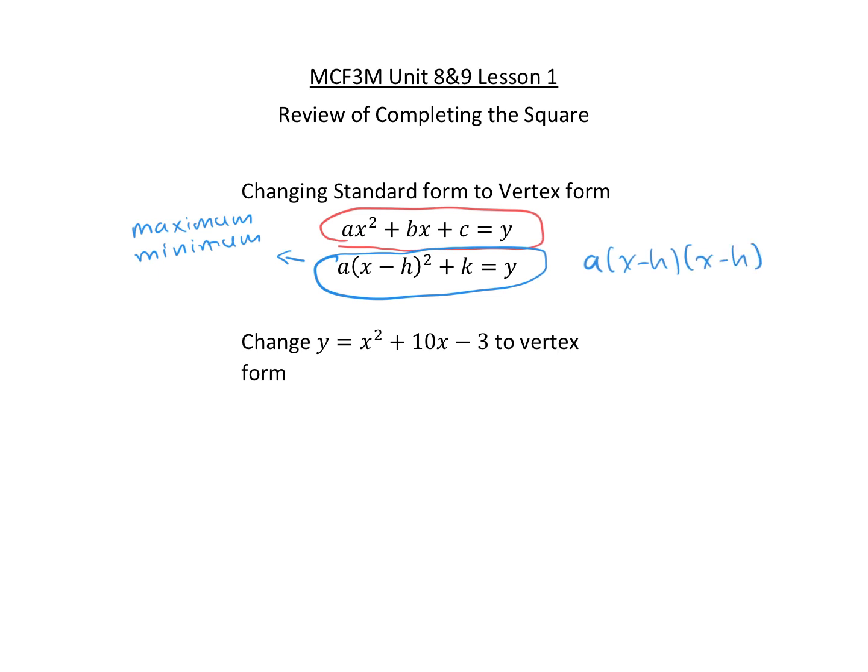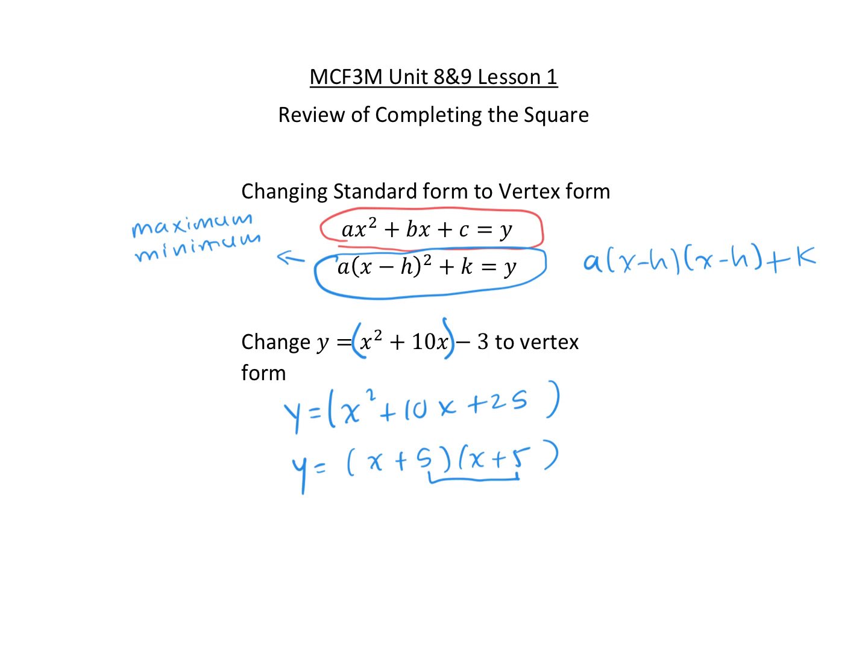So in vertex form, we have an (x minus h) squared. That means we have two (x minus h)'s. That is a perfect square. So when we have it in standard form, we want to create that perfect square. If I have y equals x squared plus 10x, and I want to factor to get two factors that are the same, I know that they would have to be 5 and 5, because if I take 10 and divide it in half, each bracket would be 5 and 5. To get that last number, 5 times 5 gives me 25. So 25 creates that perfect square.